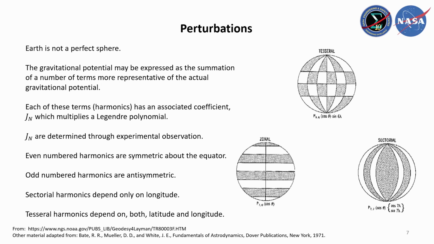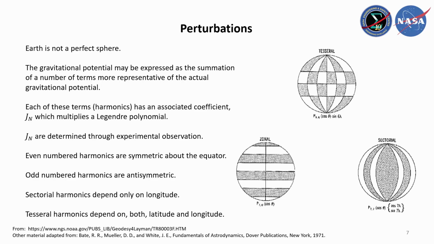Our unperturbed two-body derivation was reflective of a perfectly spherical central body, but for a body that isn't a perfect sphere, we can express these imperfections as the summation of terms more representative of the actual gravitational potential. Each of these terms has a coefficient associated with it, and those coefficients are determined through experimental observations. It's useful to think of the terms having different dependencies. For example, terms assigned an even number coefficient are symmetric about the equator. Odd number terms are antisymmetric.